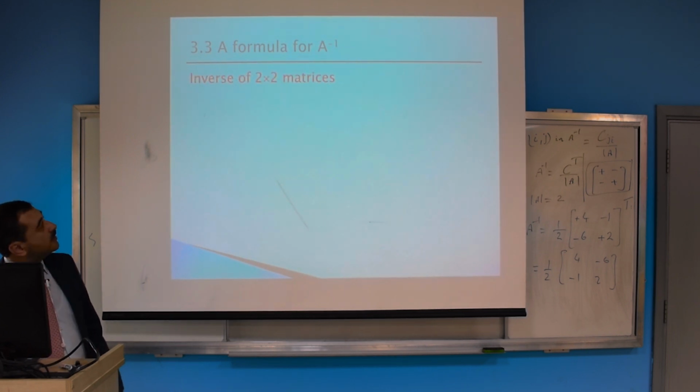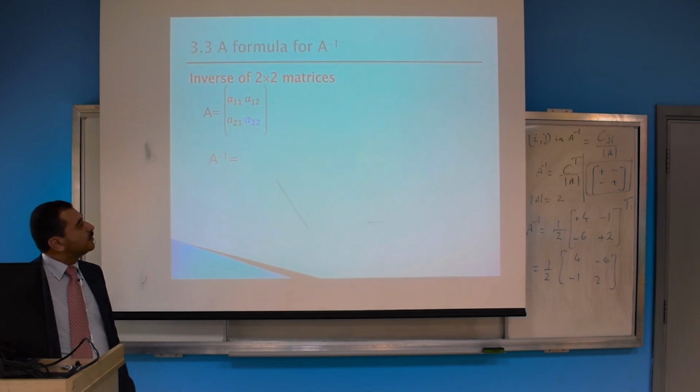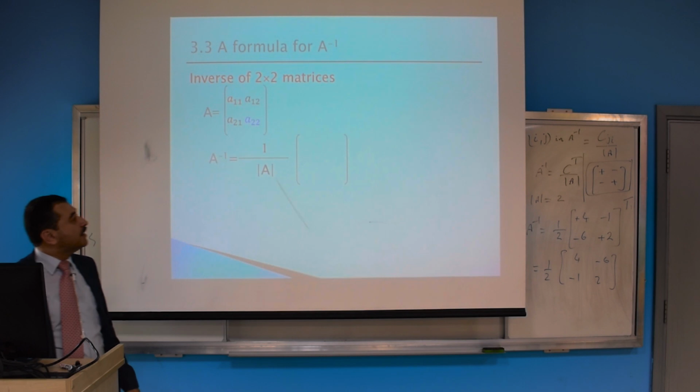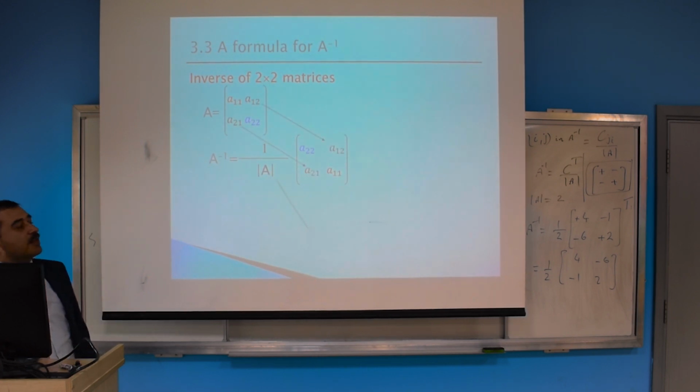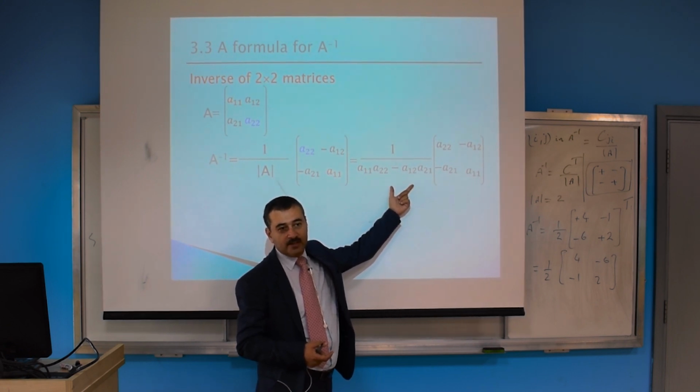So you can conclude that if you have a matrix like this in general, its inverse would be 1 over the determinant. Don't forget this guy, please. Don't forget the determinant. And then interchange the main diagonal entries and change the sign of the off diagonal entries. Okay? So this is very simple for a 2 by 2 matrix. You don't have to calculate anything except the determinant. You just calculate this guy.